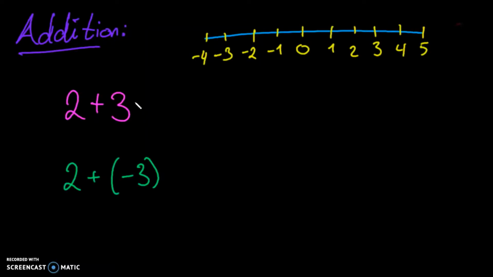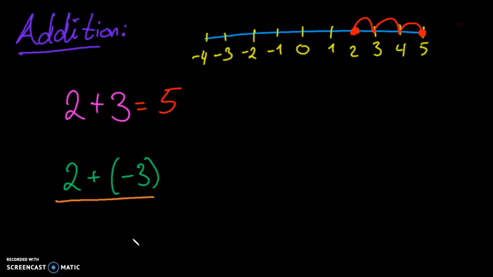Let's take a look at another example. So we have 2 plus 3. We start at the 2, and we have a positive 3. If there's no sign before the 3, that means it's positive. It's plus 3. So we go 3 units to the right. So 1, 2, 3. We get 5. We reach 5.